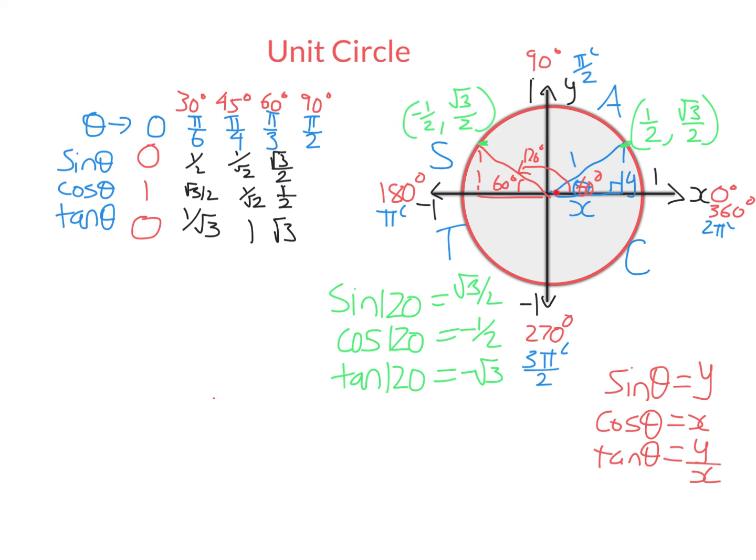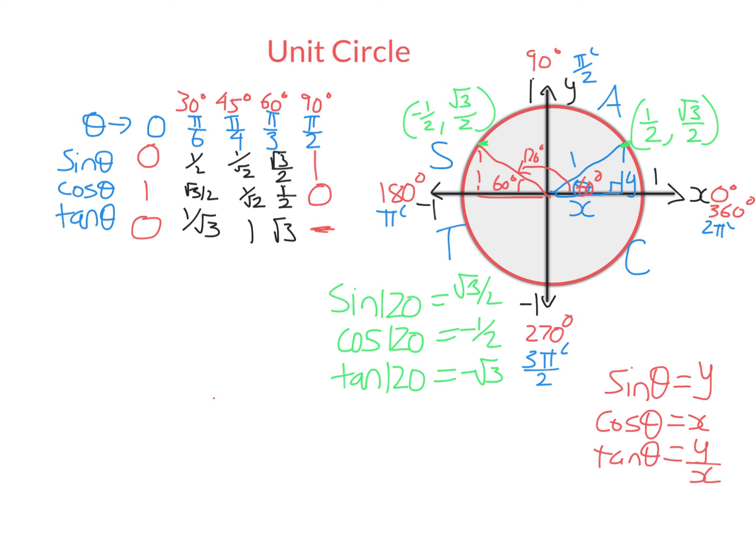What about at 90 degrees? Well, what happens here? X coordinate is 0, the y coordinate is 1. So sine is the y coordinate, which is 1. Sine 90 is 1. Cos 90 is 0. And what about tan 90? Well, that would be 1 divided by 0, which you can't do. Tan 90 is actually undefined. Can't take the tan of 90 degrees.